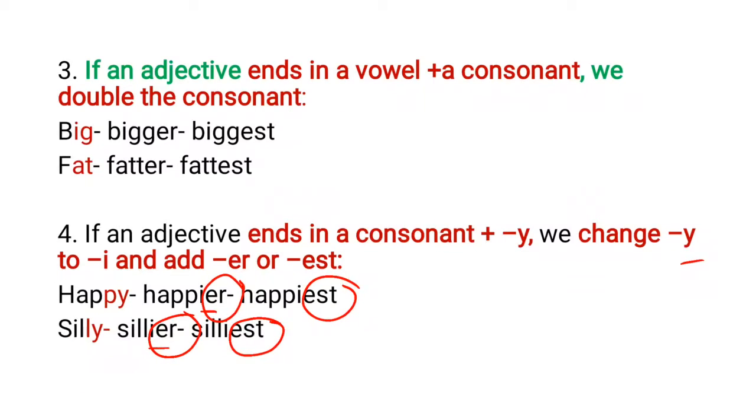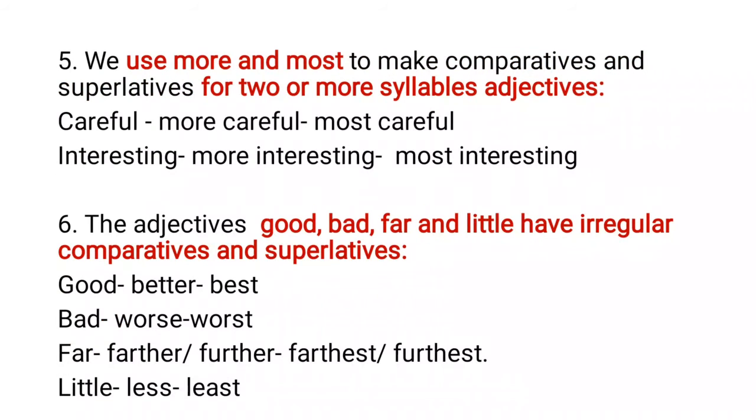So, ultimately we come to the conclusion that we need to notice the spelling of an adjective to make its correct comparative and superlative form. Now, let's talk about the usage of the words more and most. Let's understand where to use more and most with adjectives.